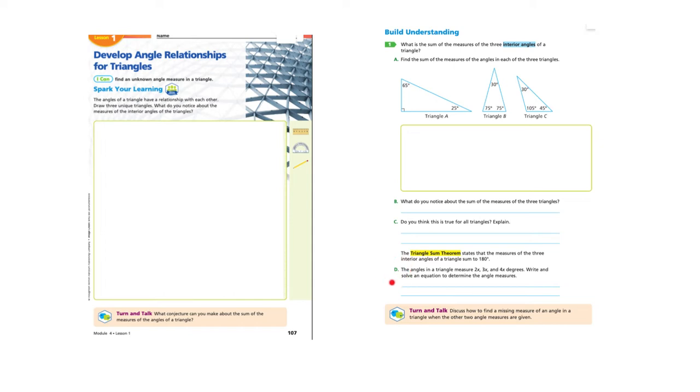And so D says the angles in a triangle measure 2x, 3x, and 4x degrees. Write and solve an equation to determine the angle measures. So now that you know this triangle sum theorem, you can use that to write an equation using those 2x, 3x, and 4x as the angle measures. So go ahead and pause the video there, do 1A through D, and also maybe look at the turn and talk and see if you can think about that as well. And then we'll go on to the next page.